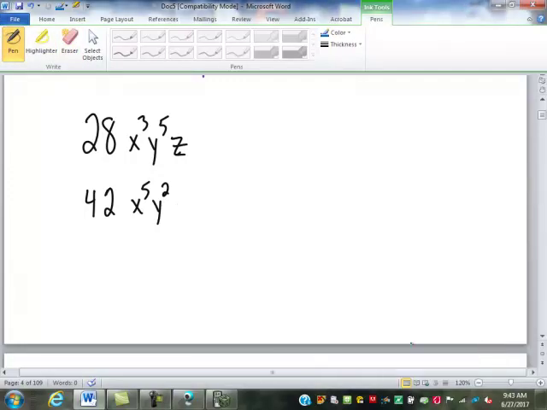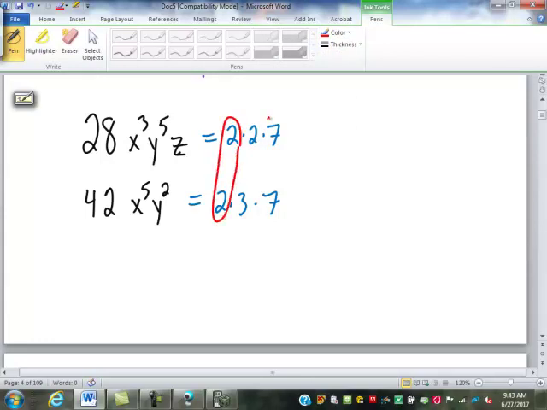Okay, let's see what we got. Again, I'm going to ignore the variables. 28 factors into 2 times 2 times 7, right? 42 factors into 2 times 3 times 7, yep. I always go smallest to largest because then it's easier for me to pick out the common ones. So I've got a 2 and I've got a 7.